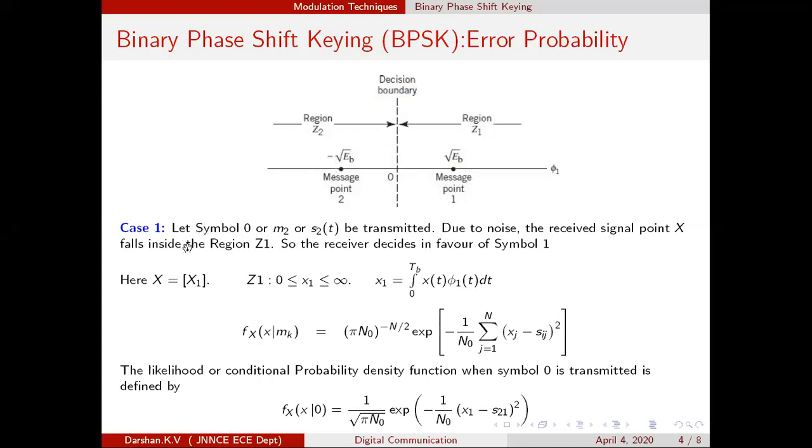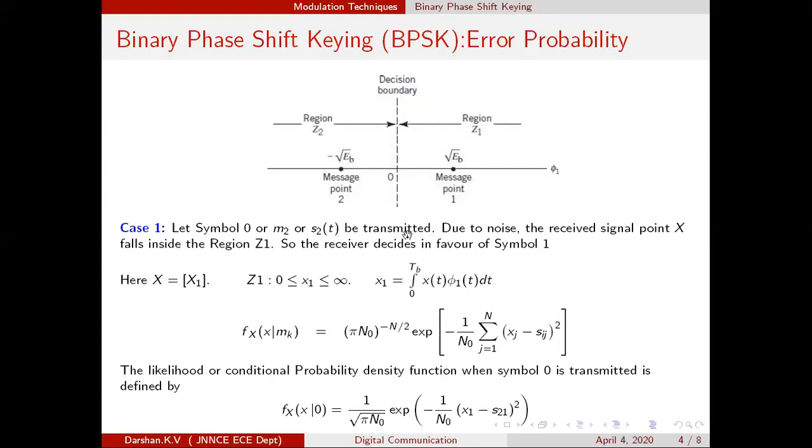Let me read case 1. What does case 1 represent? Let symbol 0 be transmitted. Symbol 0 could be represented as M2, the message 2, and it could also be represented as S2 of t. Let us assume that symbol 0 might be transmitted. Don't read the further sentence, let us stop the discussion here. So symbol 0 or M2 or S2 of t is transmitted.